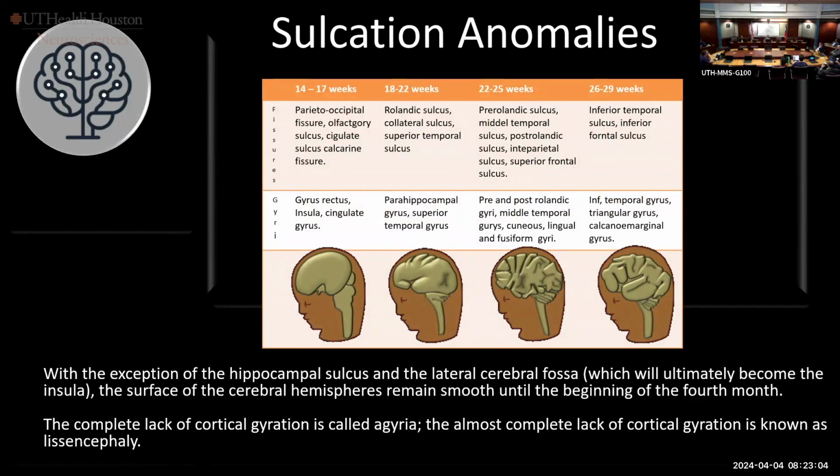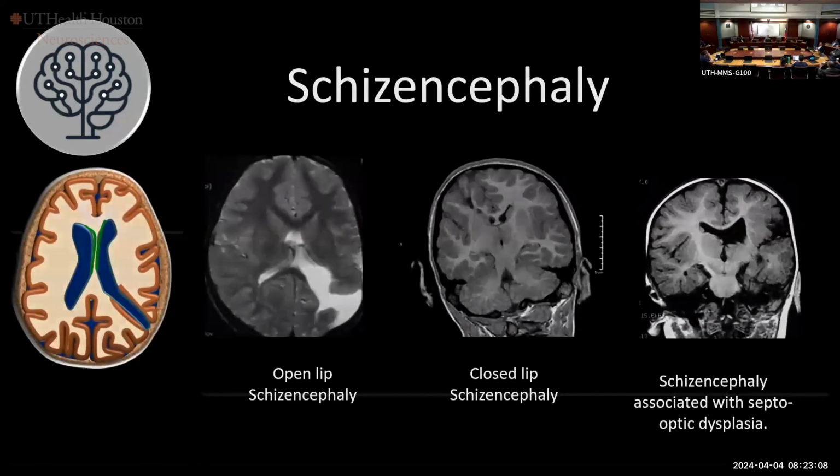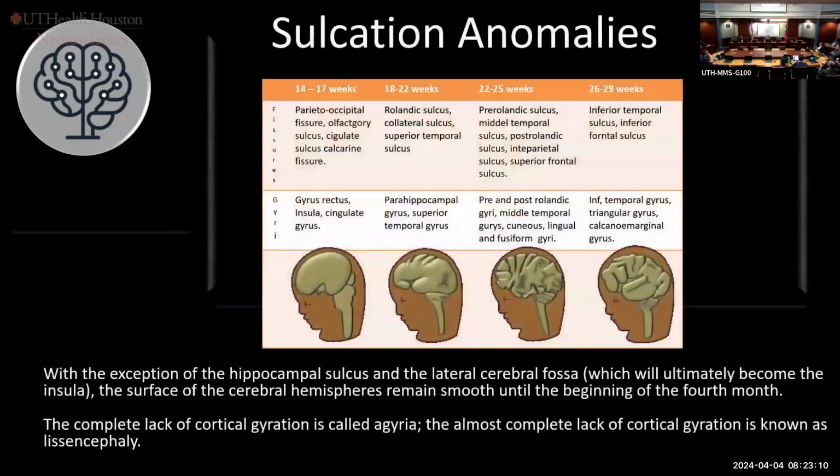So with this, we end. That is what I had for cortical migration mostly. Now we're going to talk a little bit about sulcation anomalies, and I will not spend a lot of time. This is kind of a 101 when you're evaluating brain anomalies.